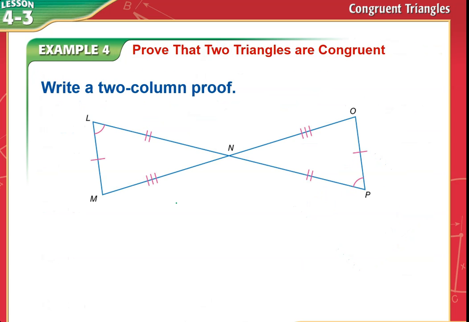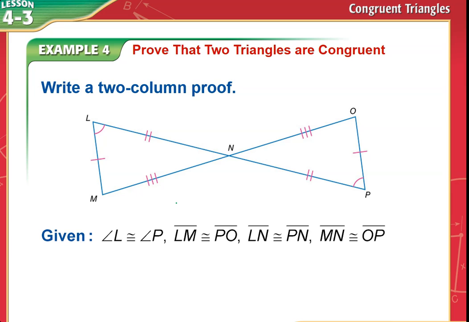Okay, prove that the two triangles are congruent. It says write a two-column proof. Now it looks like we have three different sides all being congruent to each other, and we have an angle congruent. So it looks like we're going to do something with probably the three sides, using our idea that if we have three sides the same, congruent, that's going to be a congruent triangle.